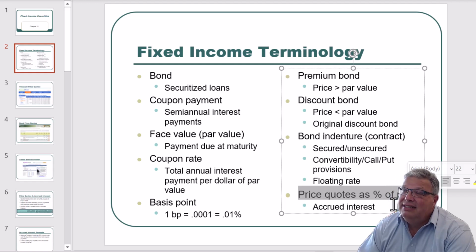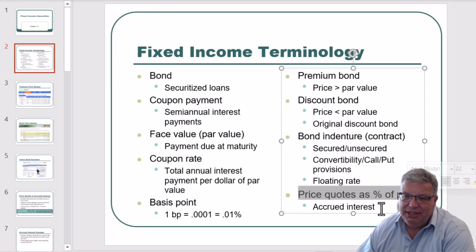So let's say a bond is trading for $900. The price will be quoted at 90. If a bond is trading for par value at $1,000, it'll be quoted at 100. So it kind of lops off the last number.